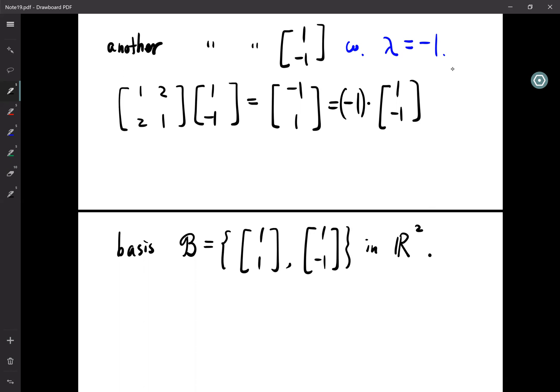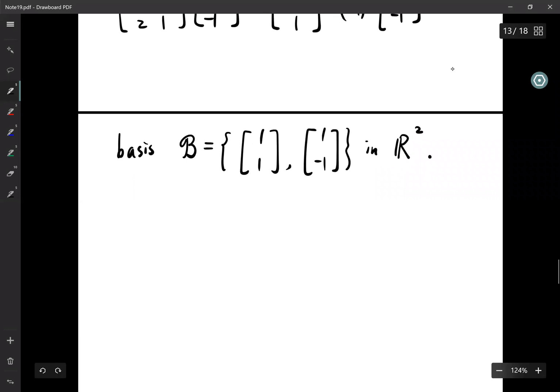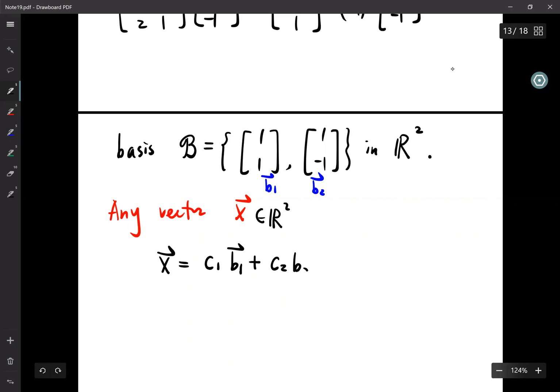What's the importance of forming a basis? It means that any vector in R2, okay, we started from finding these very simple vectors, but once you found a basis in R2, then any vector x can be expanded in terms of the linear combination of these two vectors. So let's just call this one B1, this one B2. Then any vector x in R2 can be written as some linear combination c1 B1 plus c2 B2, where c1 and c2 are real numbers.